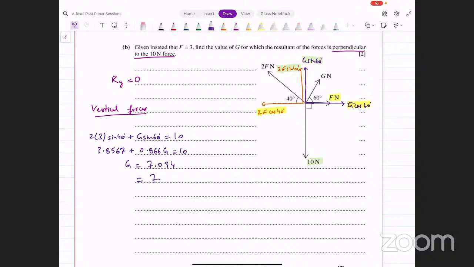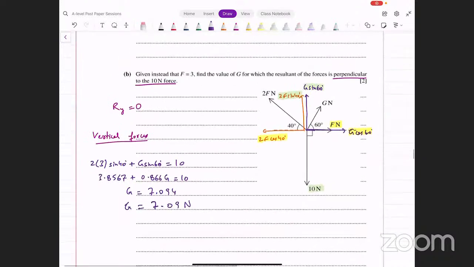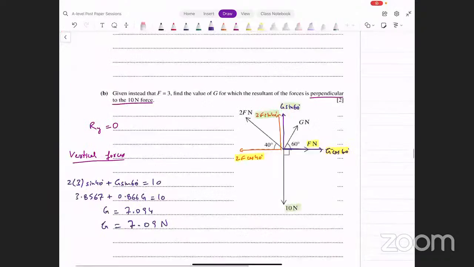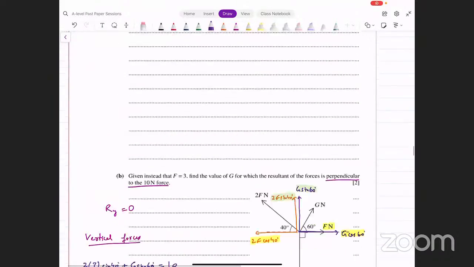And that is 7.09 to 3 significant figures. ये आपके पास g आ गया. ठीक है, अगर उसने आपसे रिजल्टेंट पूछा होता तो आप हॉरिजॉन्टल फोर्सेस को यूज करके रिजल्टेंट निकाल सकते हो. ठीक है, so you could do that as well. All right, that was this part B, and that's it. That was question number 5.